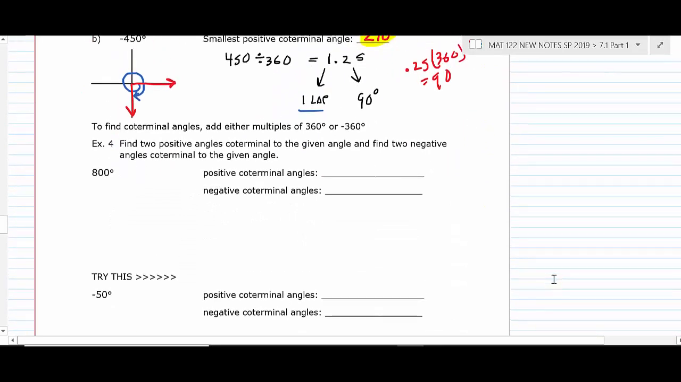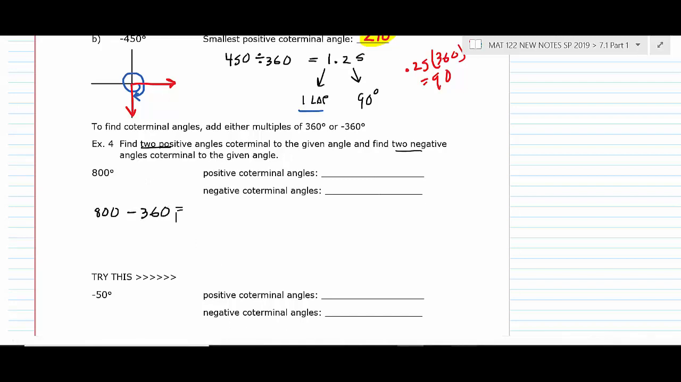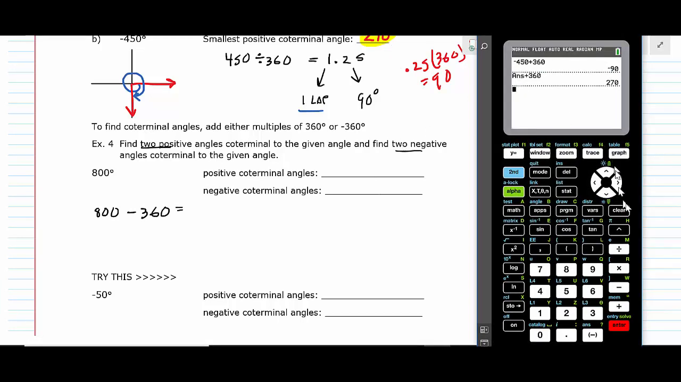Okay, so let's see. I'm going to now do a little bit more with just finding multiple coterminal angles. Now, really all you got to do is if I give you an angle and I want you to give me 2 positive and 2 negative coterminal angles, well, all you do is you just do this. Remember, coterminal angles are off by 360 degrees. Most of this you just kind of do on your calculator. So you have 800 and then minus 360, and that gives 440 degrees.